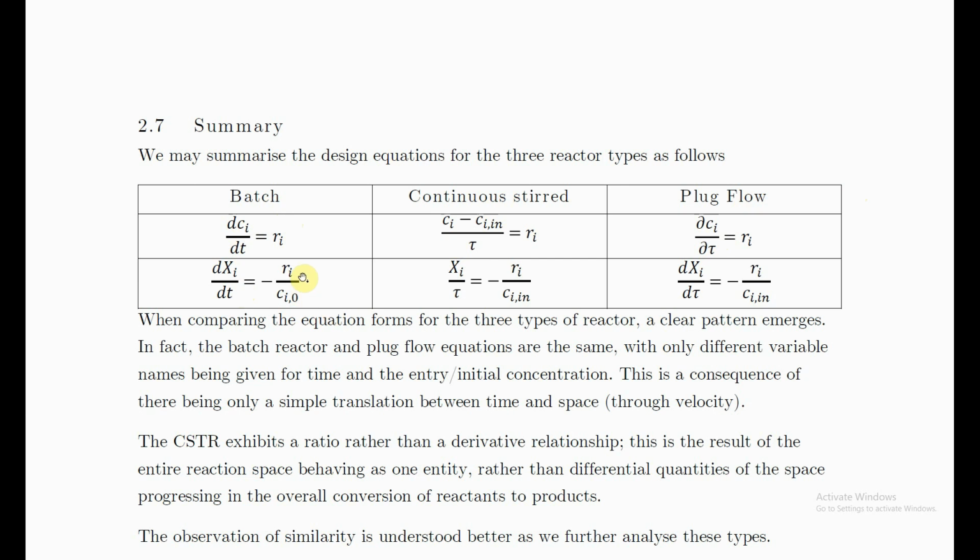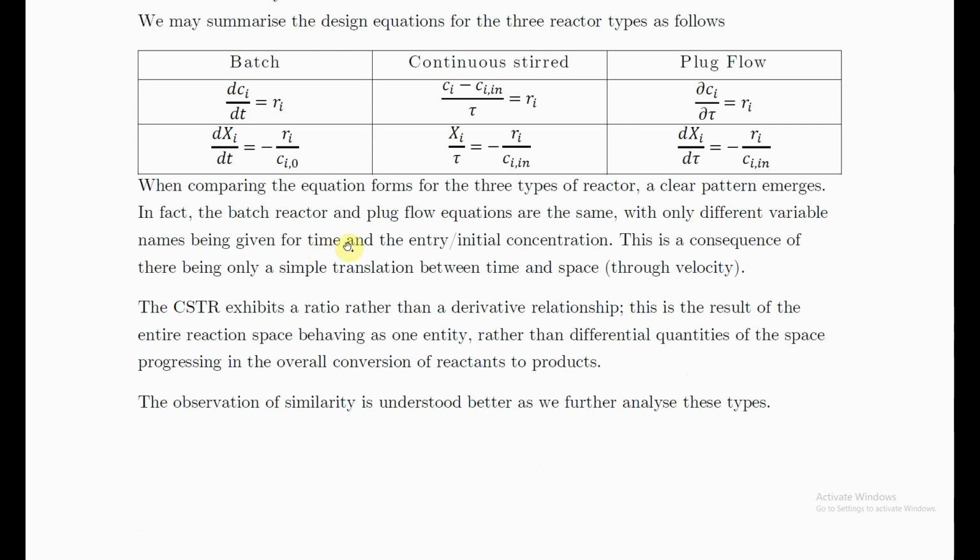On the right-hand side, you've got your reaction rate divided by the version of concentration that applies. In the case of batch, it's the initial. In the case of CSTR, it's the inlet. In the case of plug, it's also the inlet. So that ratio Ri over Ci at the start. And then here it's dX/dt, here it's dX/dτ, and here it's simply X over τ. So again, it's just a different variable. You can see the similarities here.